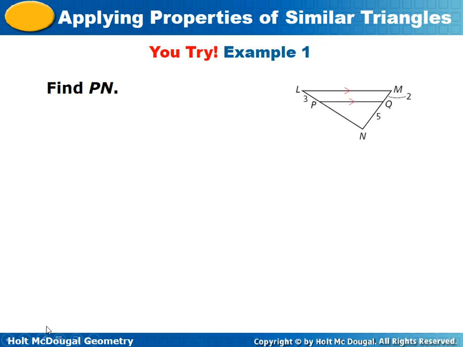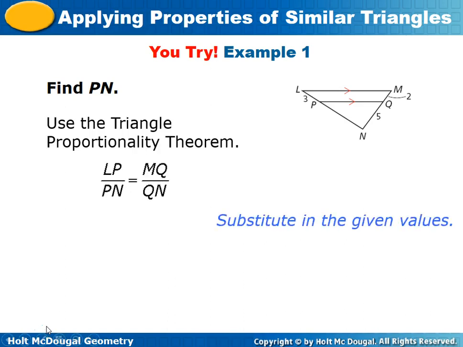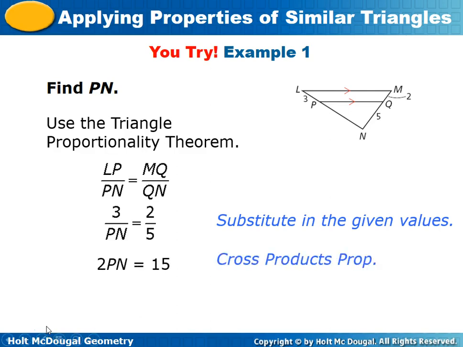Now I want you guys to go ahead and try this one and then come back to me when you're done. Here again, we're going to look at our proportions and use proportionality. This time we're just going to do LP over PN, that's what's on the left, and MQ over QN, that's what's on the right. We're substituting in our values and cross multiplying. We get 2PN equals 3 times 5, which is 15. We divide both sides by 2, and we get that PN is 7.5.